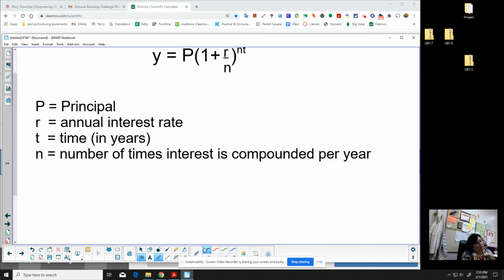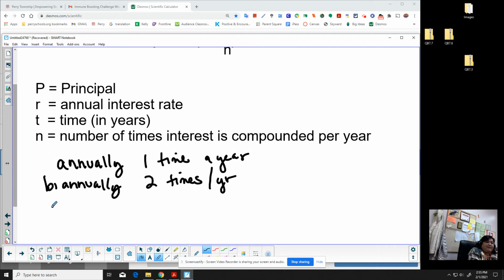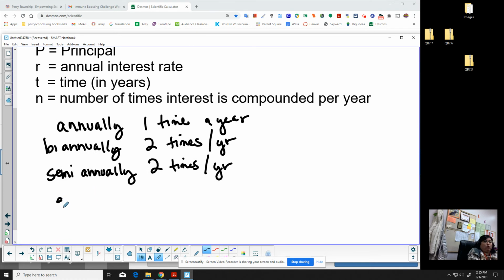So you're going to look for words like annually, which means 1 time a year, biannually, which means 2 times per year, semi-annually, which means 2 times per year also. What else do we have? Quarterly. That means 4 times a year. Monthly. That means 12 times a year.